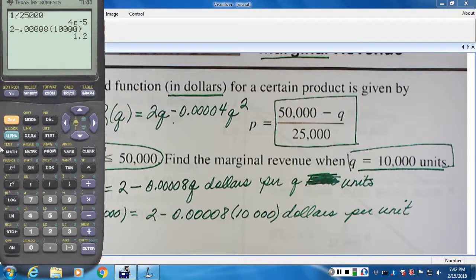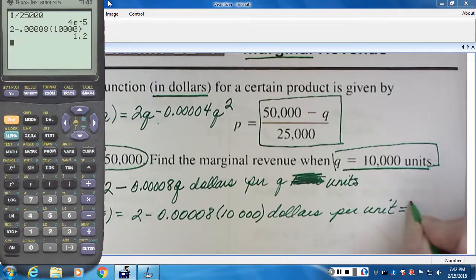And we get 1.2. But 1.2 is in dollars. So that's $1.20 per unit. Okay?